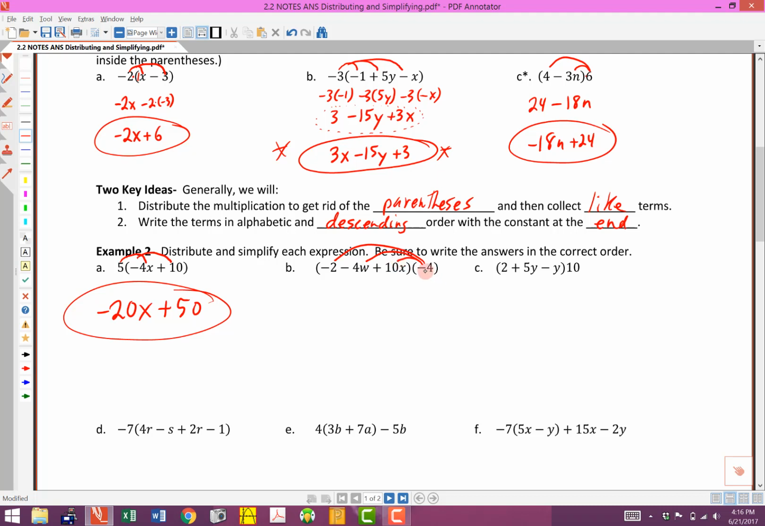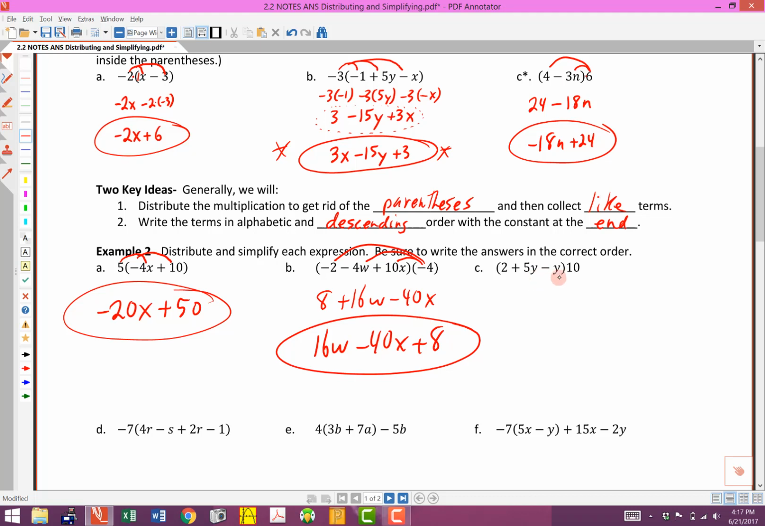Now, I'm going to multiply the negative 4 times the negative 2. That's an 8. Negative 4 times negative 4w, that would be positive 16w. Negative 4 times positive 10x, that's going to be negative 40x. And then you'll notice we've got something wrong here. Clearly we can't have that constant at the beginning, and this is almost the wrong order. So 16w minus 40x, and then we'll do the plus 8 at the end, and there's our answer.